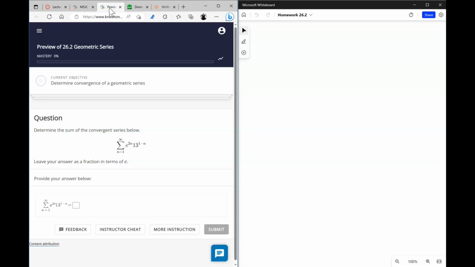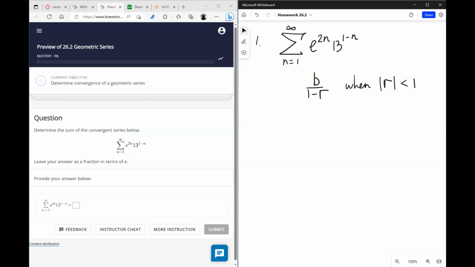The first question is asking to determine the convergence of the given series. Here's the series. This section is dedicated to geometric series, and we know that a geometric series converges to b over 1 minus r when r is less than 1, or between -1 and 1. So this is what we know.